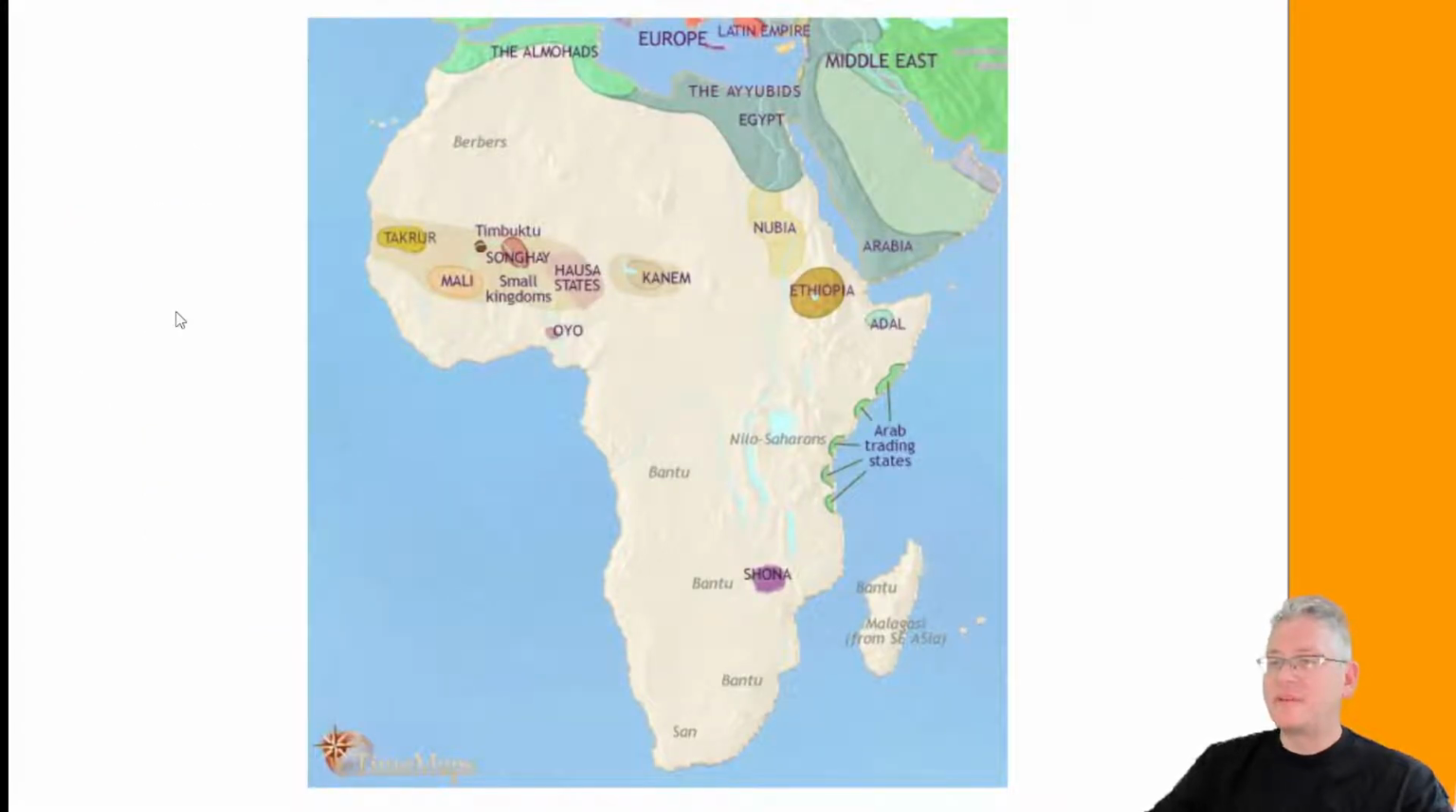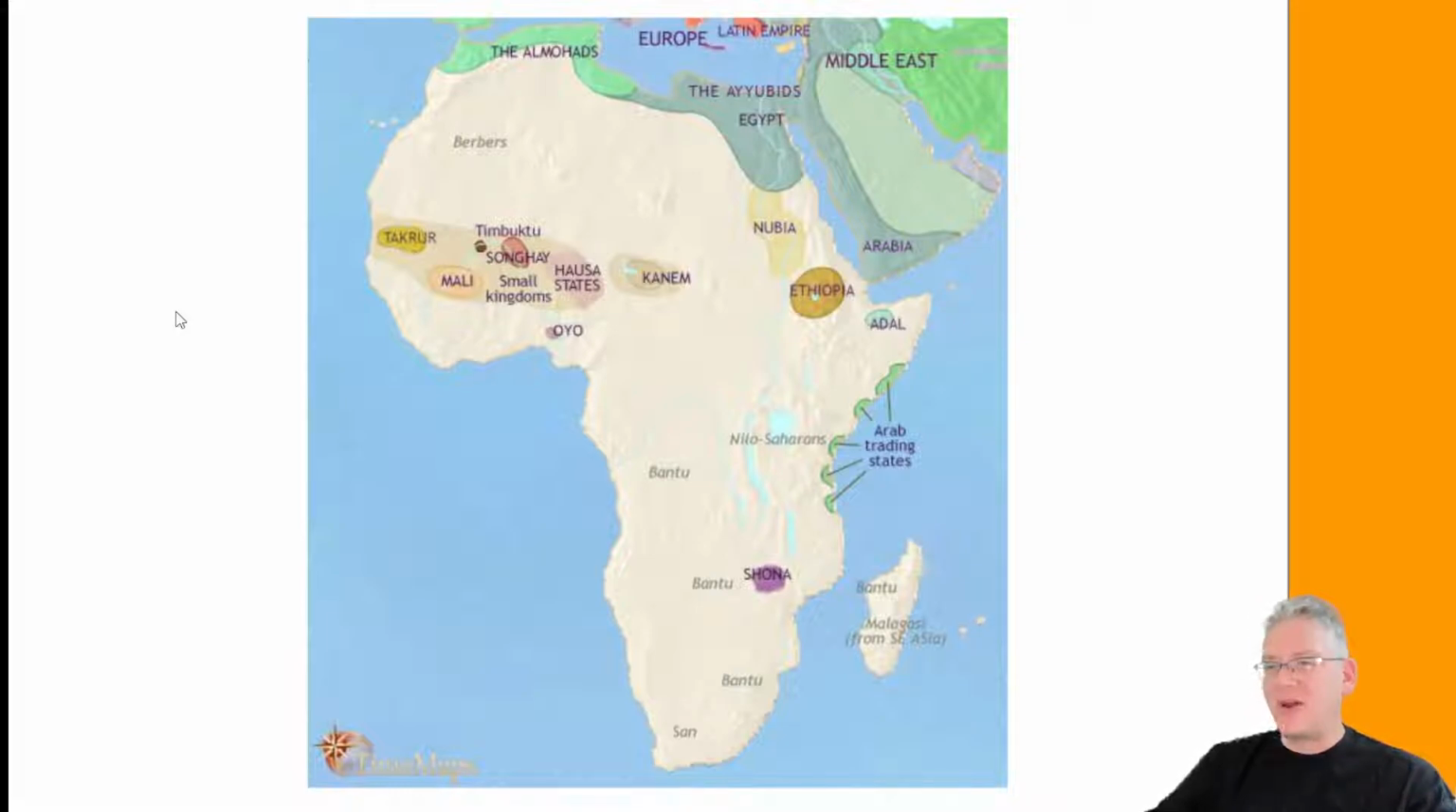Here's a little map for you. It doesn't have everything on here, but you can see where it says Hausa states, that's the Hausa. You can see where it says Mali, that's kind of where Ghana basically is. But you can see Ethiopia. The Arab trading states over there are going to be our Swahili city-states. And then kind of down there where it says Shona, that is essentially where Great Zimbabwe was.